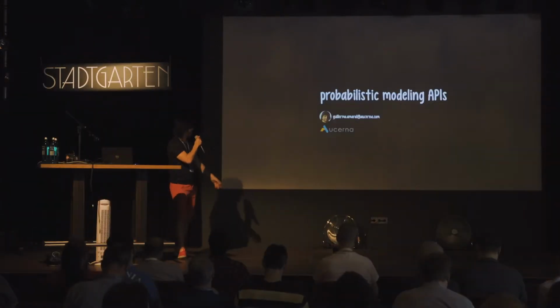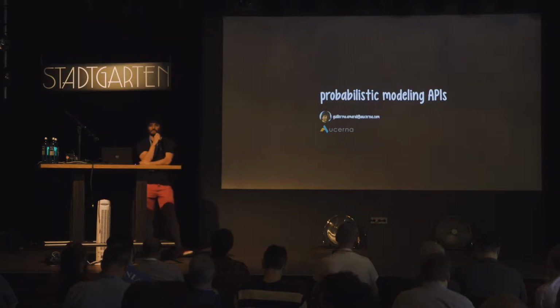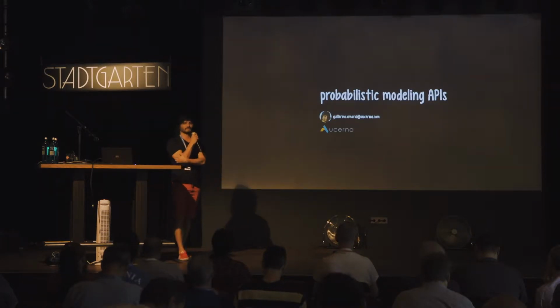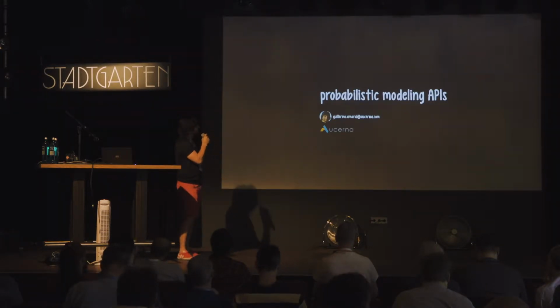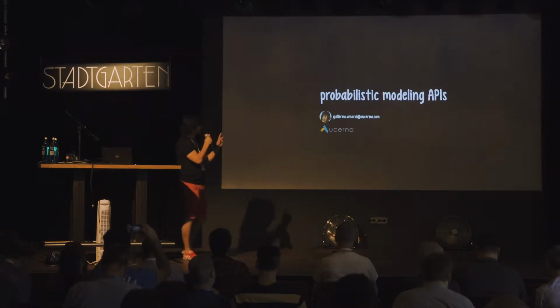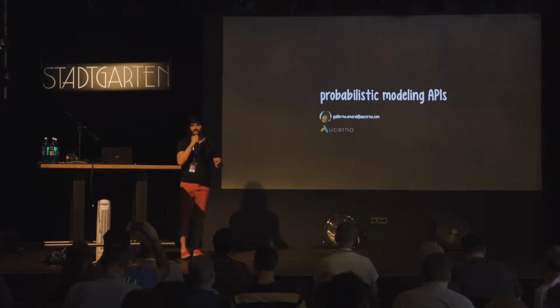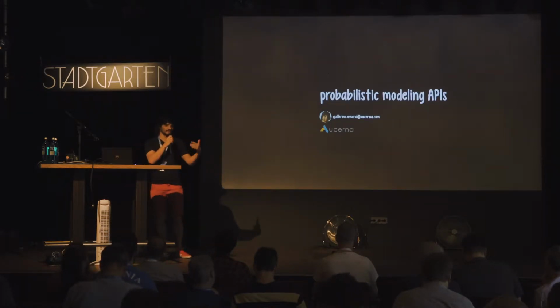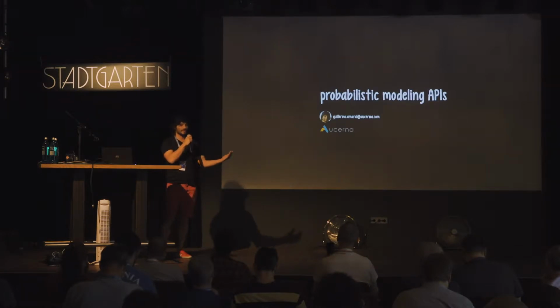The name of the talk is Probabilistic Modeling APIs, but it's kind of incorrect, because though there is a probabilistic modeling API, it's just one. However, "APIs" reveals that we were working in this project on many different APIs.